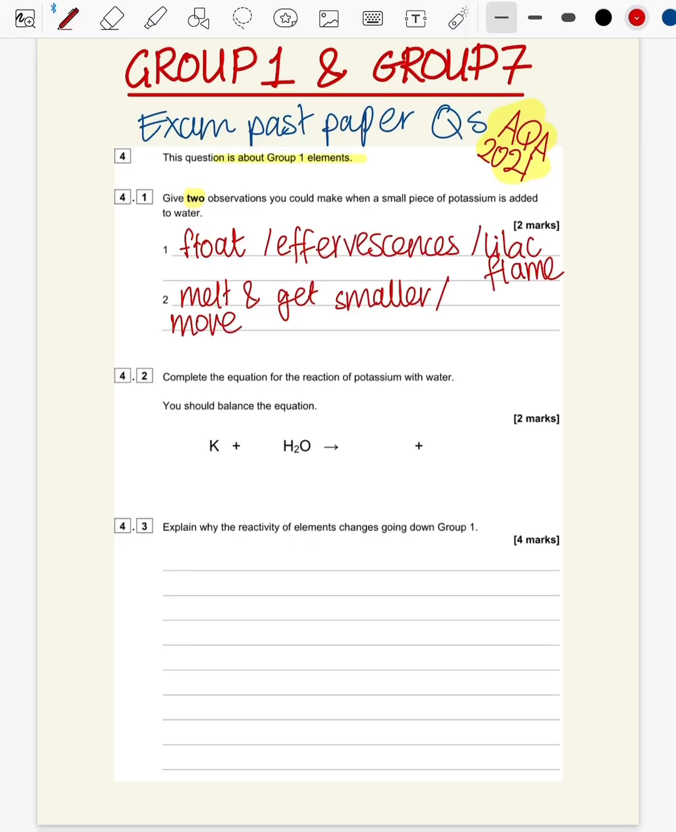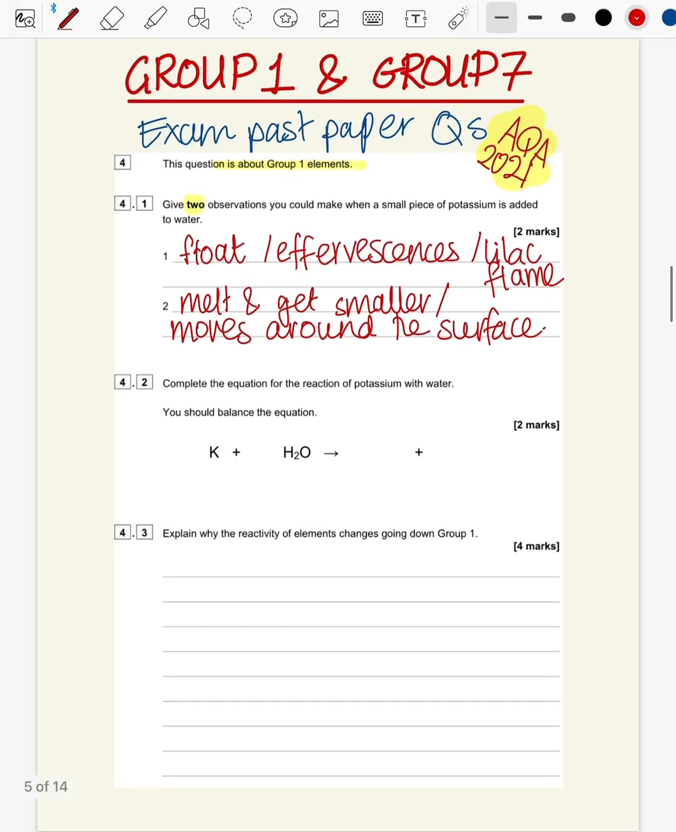Some of the other options you could put down is that you observe effervescence, which also means fizzing, or a lilac flame, or the fact that the metal moves around the surface of the water.